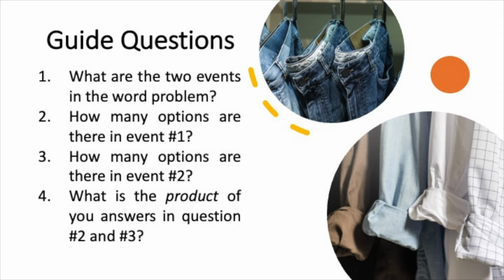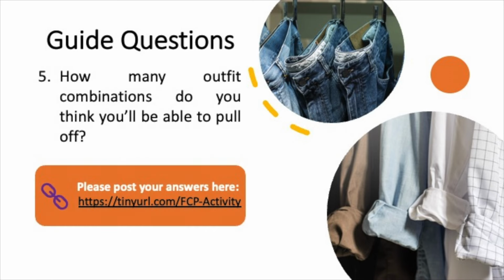And for our guide questions, what are the 2 events in the word problem? How many options are there in event number 1? What about in event number 2? What is the product of your answers in question number 2 and number 3? Lastly, how many outfit combinations do you think you'll be able to pull off? Please post your answers in the Google form.